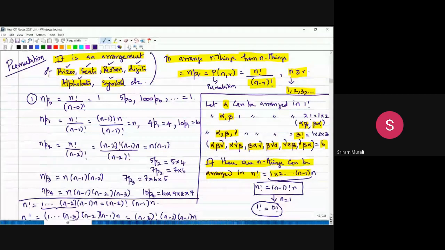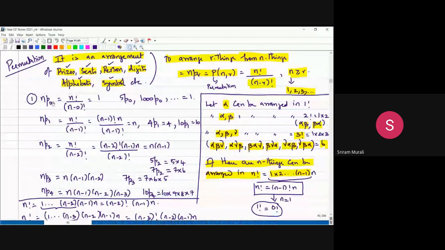So we started permutations in the last class. It is an arrangement of the following: prizes, seats, persons, digits, alphabets, symbols. And we have defined what nPr is, permuting r things from n, which is n factorial divided by n minus r factorial. And basically n should be greater than or equal to r.